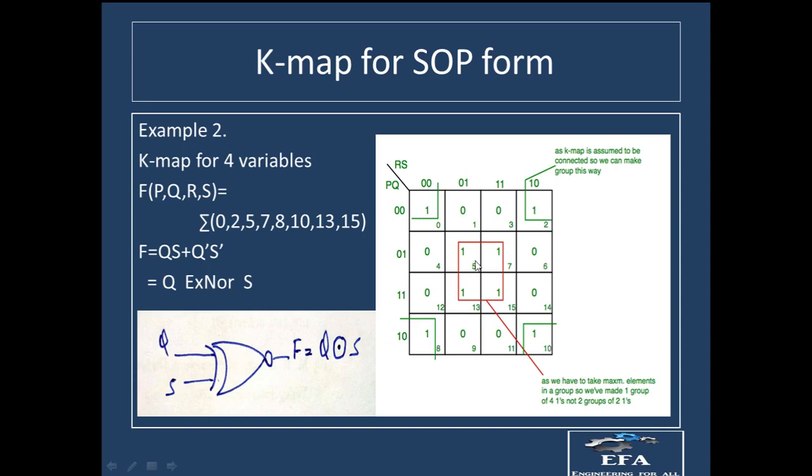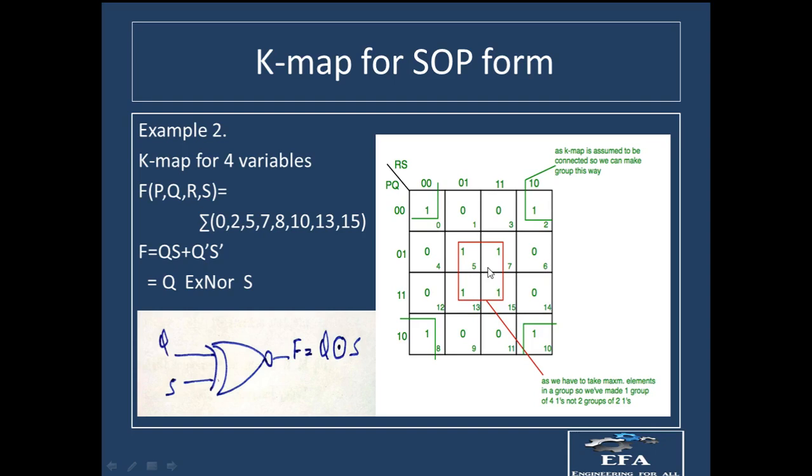Okay, after that we are left with these 4 ones. So you can see these 4 ones are coming together, right? So we can make one single group out of these four ones. Okay, so in total we will be having two groups. This is the first group and this one is the second group.